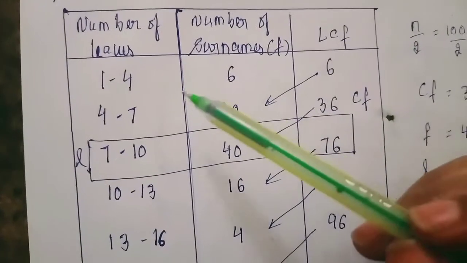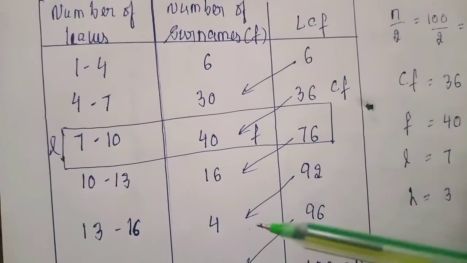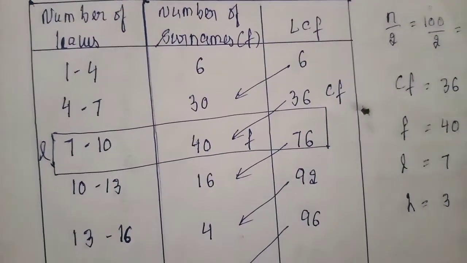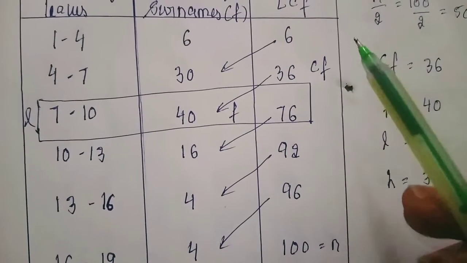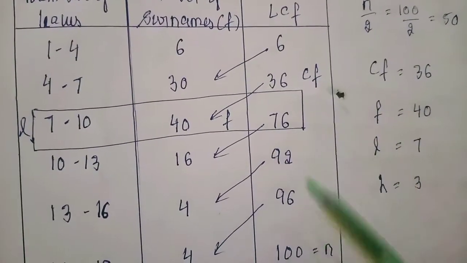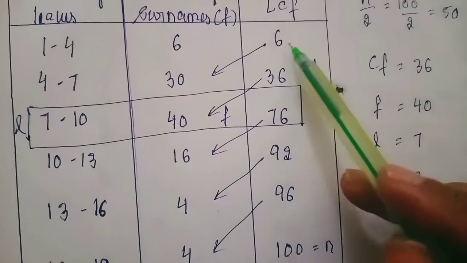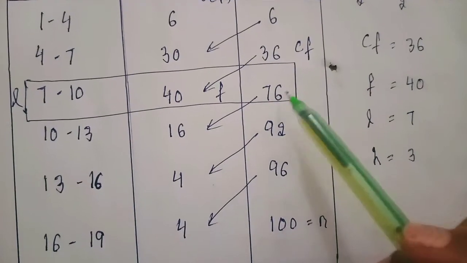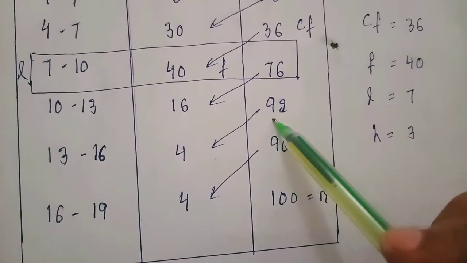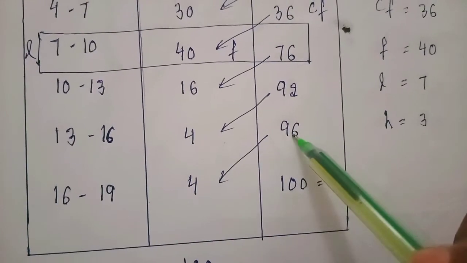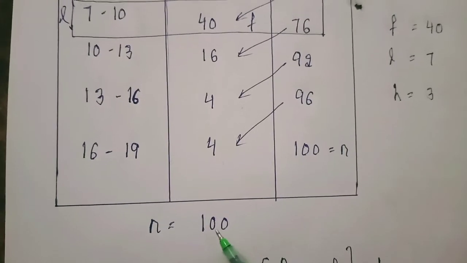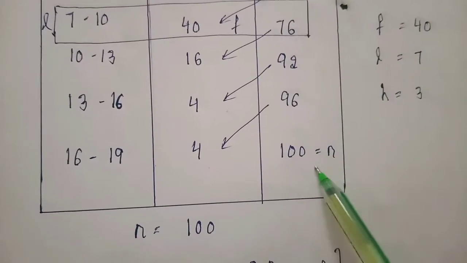Now let us start the solution of this. Given number of letters, number of surnames, and I should find the LCF, that is less than cumulative frequency. To find it, we have to complete the column. Write the first, it is 6 as it is. 6 plus 30, 36. 36 plus 40, 76. 76 plus 16, 92. 92 plus 4, 96. 96 plus 4, 100. And you can check it out. The total number of surnames is 100, and here also we got 100.